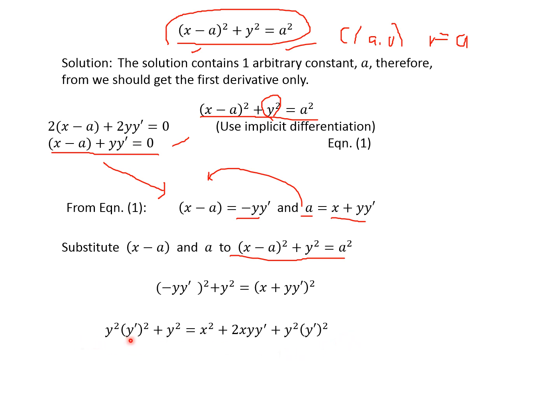Notice that these two terms will cancel out. And then the remaining equation is x squared, and then transfer y squared to the right side. You have x squared plus 2x y y prime minus y squared is 0. This gives you the final differential equation. Again, this is just first order, and notice that this is a non-linear differential equation because of the presence of y y prime there. So it is first degree and non-linear.